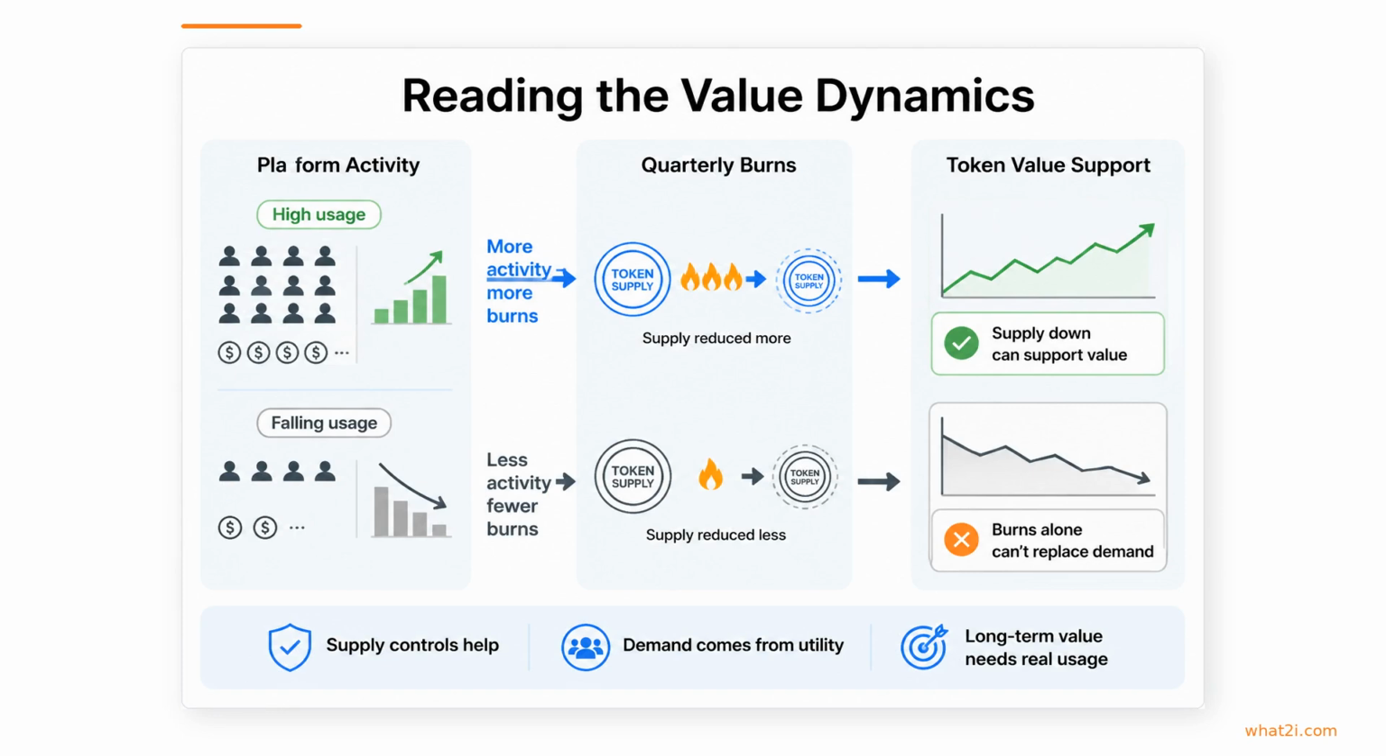But the real driver is usage. If the platform keeps attracting activity, burns stay meaningful. If usage falls, demand weakens and fewer tokens get burned. Utility is what gives those supply controls lasting power.